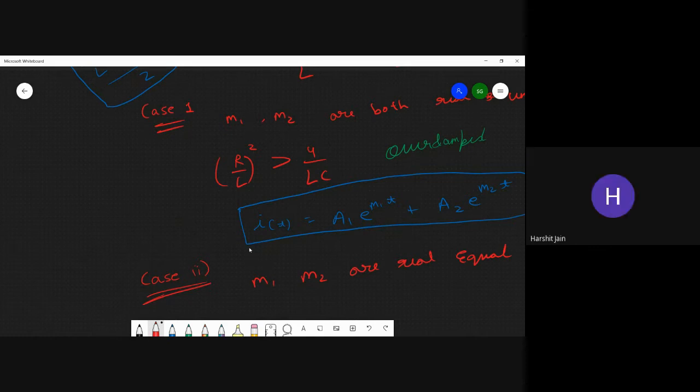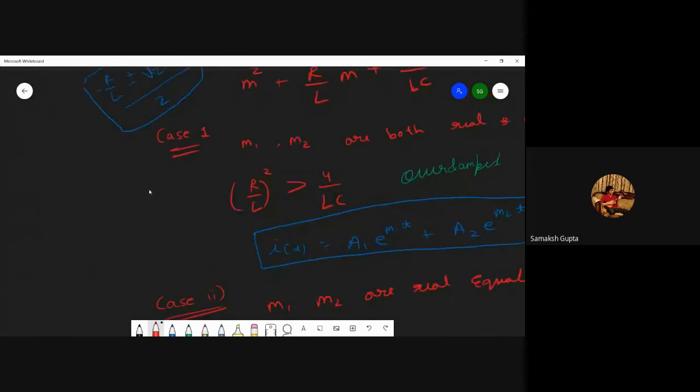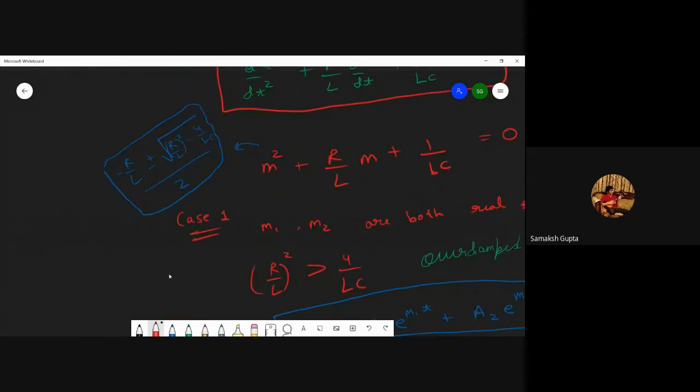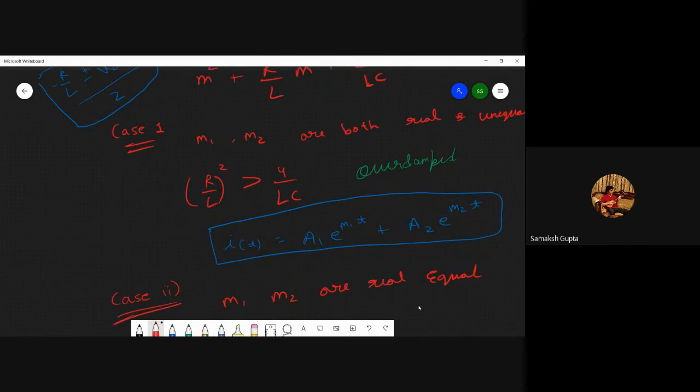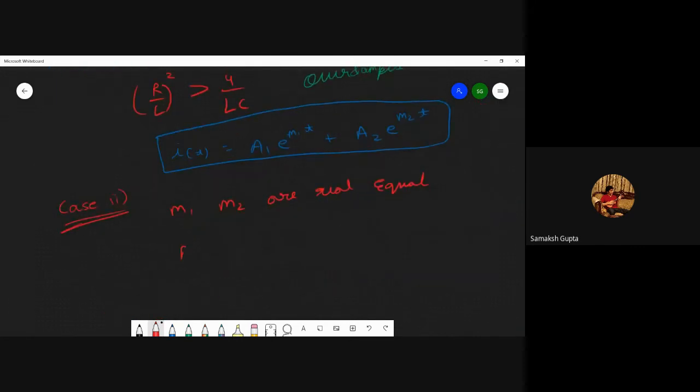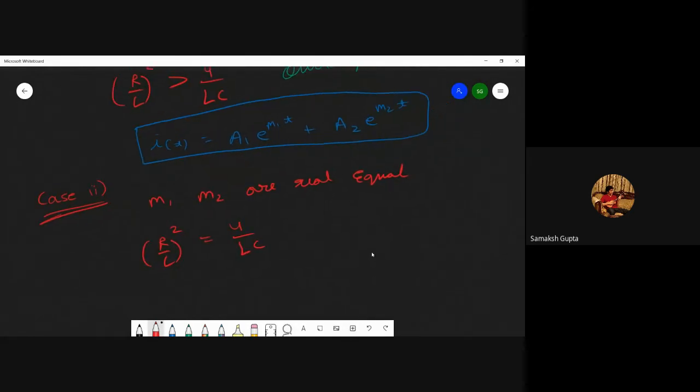R by L whole square equals 4 by LC. Right. So if they are real and equal, this means that this discriminant part has to go to 0. Right. So this means that R by L whole square equals 4 by LC. So R by L whole square is equal to 4 over LC. And this is your critically damped case.